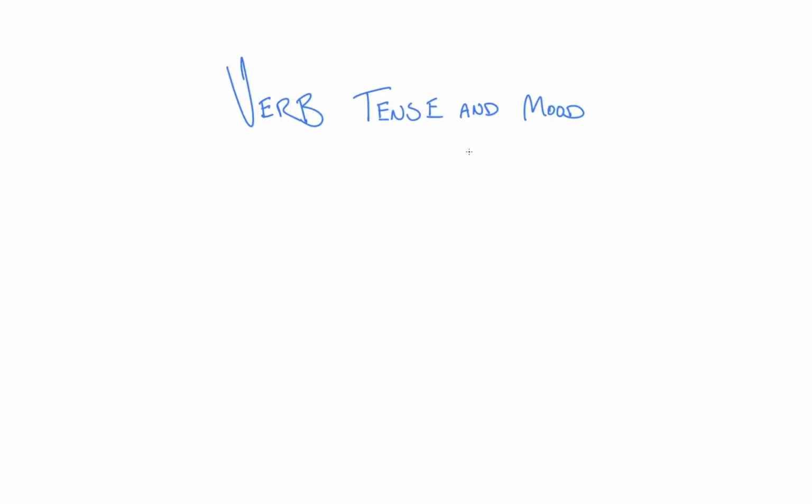This video is about verb tense and mood, and how questions about those concepts crop up on the SAT Writing and Language test. You'll see 1 to 2 questions that ask you to correct errors like this, but first let's do a quick refresher. What is verb tense, and what are the related ideas of aspect and mood?